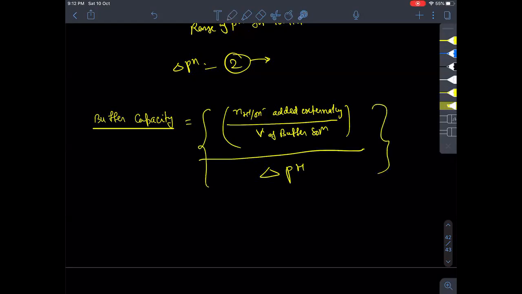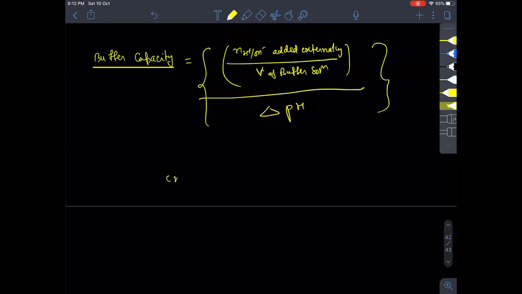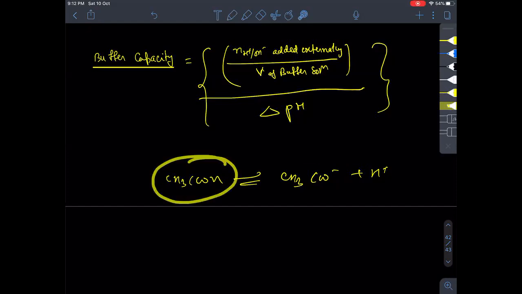Now interestingly, if you want your buffer to be very, very good, then the best way of performing is that it should resist the change in pH when you are adding HCl or NaOH, strong acid or strong base, whatever you are adding. For that, you should try to take these two values in equal proportions. So a best buffer is said to be that buffer which has these two values exactly equal.